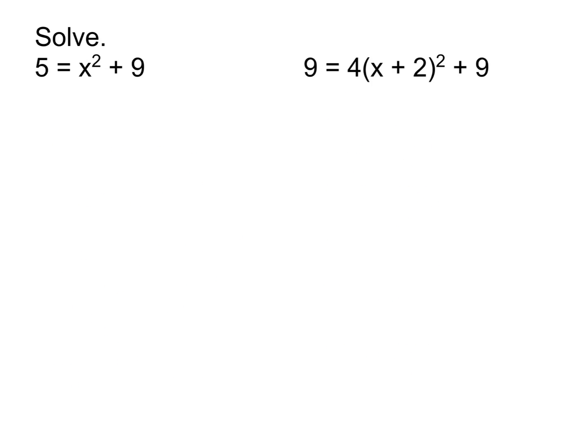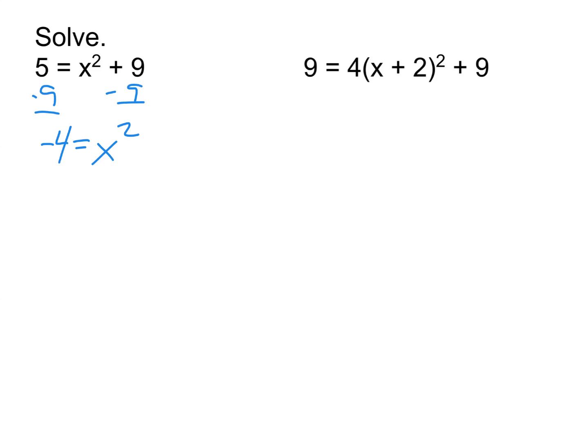These are the last problems we're going to be doing together here. Again, a little bit of a new wrinkle. So in the case of the first one there, the first thing we got to do is move that 9 out of there, so we got the x squared by itself. So we got negative 4 equals x squared.